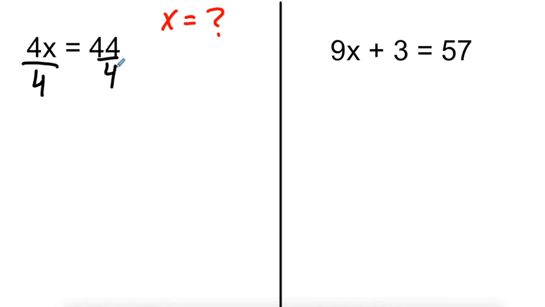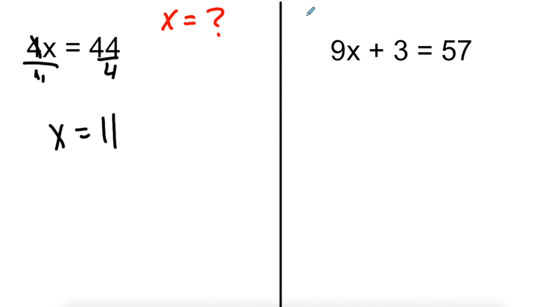Now, when we do that, this 4 is going to be canceled, and we'll just have a simple problem of 44 divided by 4. Once I do this, I'm going to see that x is equal to 11. I can even go back to my equation and test it out to see, well, is 4 times 11 going to give me 44? After a little bit of math, you'll see that that's true. So both sides are equal to one another.